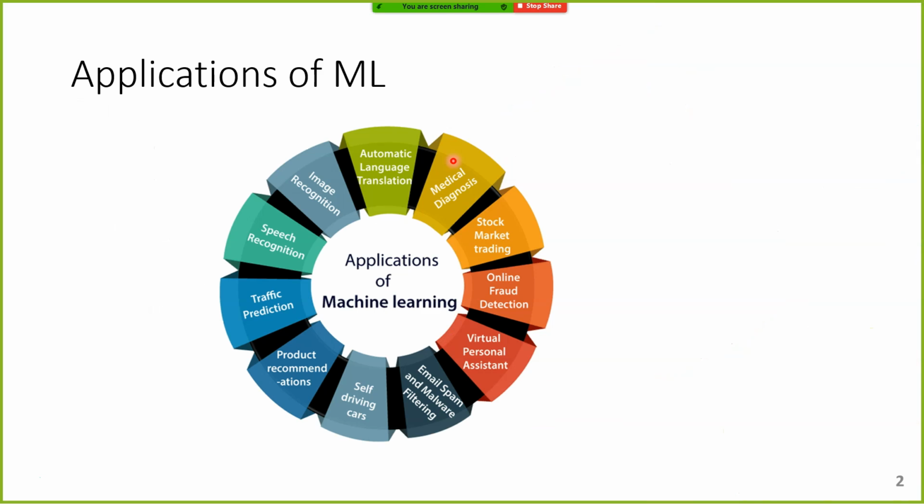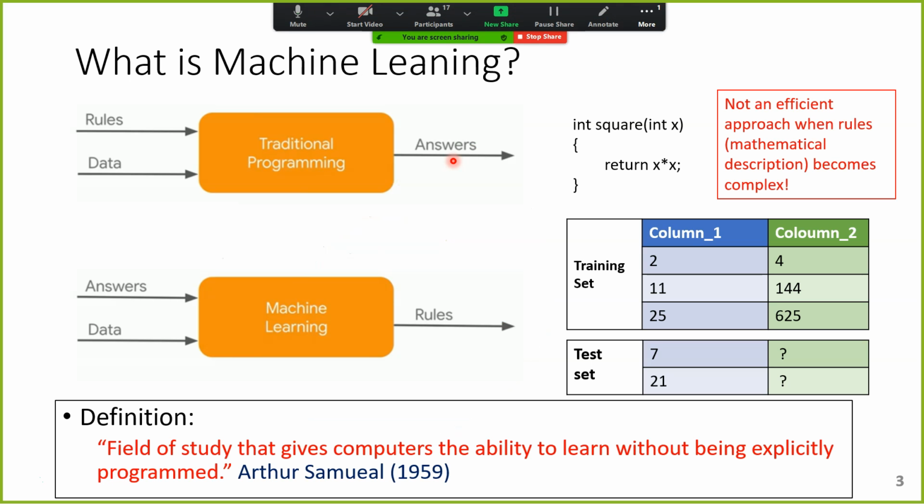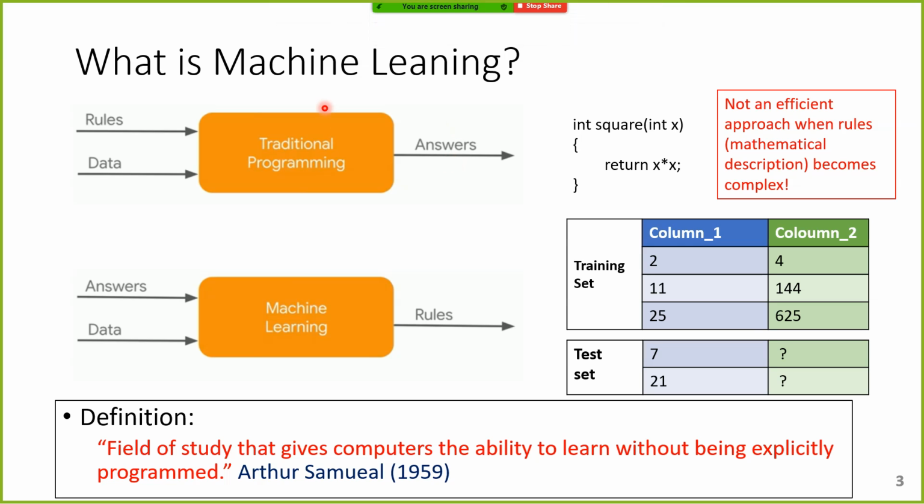In the last presentation, we first looked at some of the very popular applications of ML, and then we saw how ML is different from traditional programming. In traditional programming, we first construct some rules, and then we supply the data to our program to get our desired answers. We also looked at a simple program where the program takes any integer number as an input and then returns the square of the number as an output. Whereas in machine learning, the approach is kind of reversed.